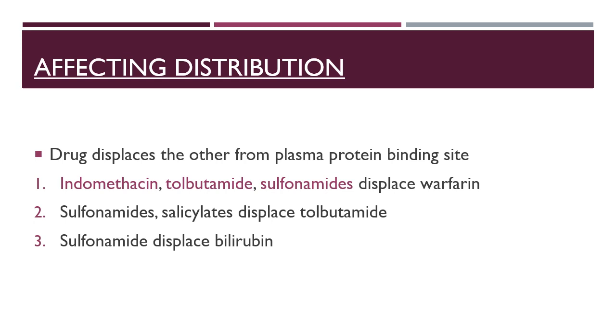The other example is if you are giving sulfonamides or salicylates, aspirin and related drugs, they may displace tolbutamide, the oral hypoglycemic. You know the drugs in free form are active, so the effect of tolbutamide increases and there may be hypoglycemia. Another example related to sulfonamides: they displace bilirubin. If you give these drugs to children or even elders, you can see yellow eyes in the patient. This is at the level of distribution.